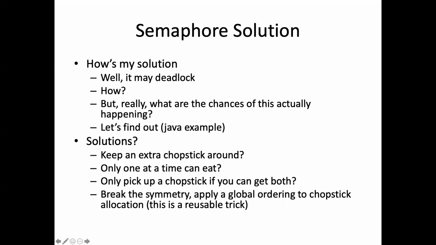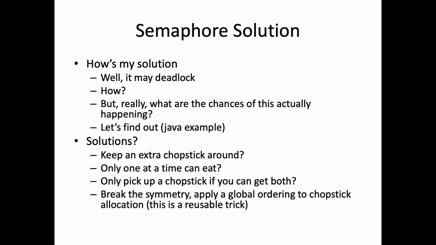And this last one is kind of like the first one we talked about. Well, actually, I take that back. There's another way of doing this. We could break the symmetry of the problem. What I mean is every philosopher around our table picks up their chopstick on their right, and then they pick up the chopstick on their left, which means they can get stuck in that situation where they're all stupidly holding their right-hand chopstick, waiting on their left one that's never going to be available.